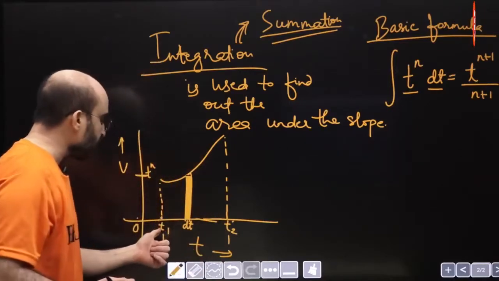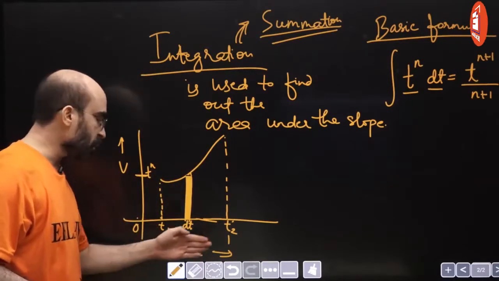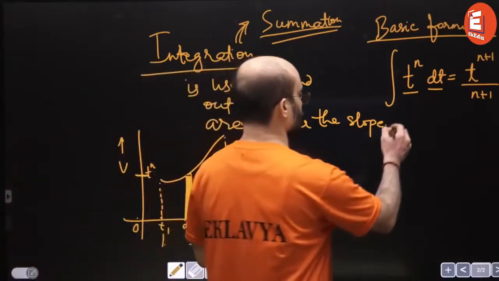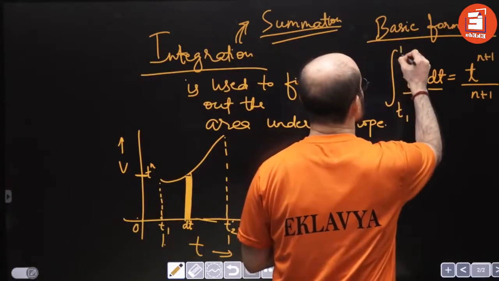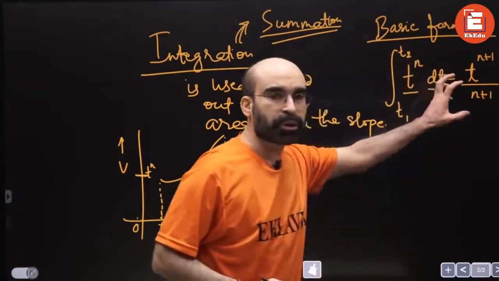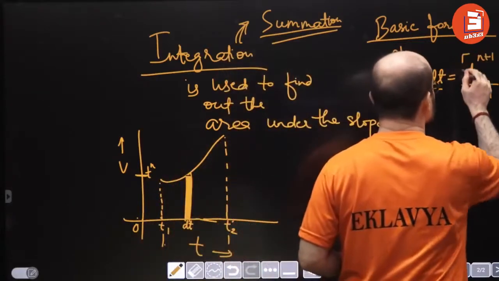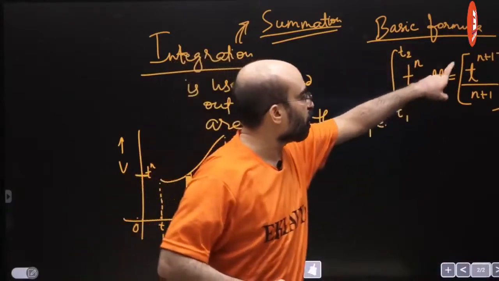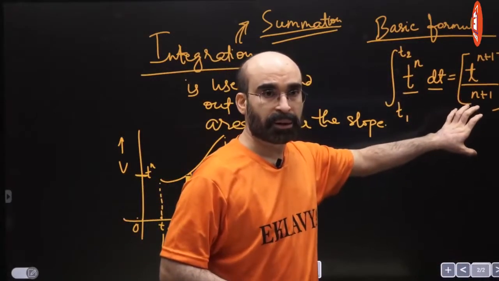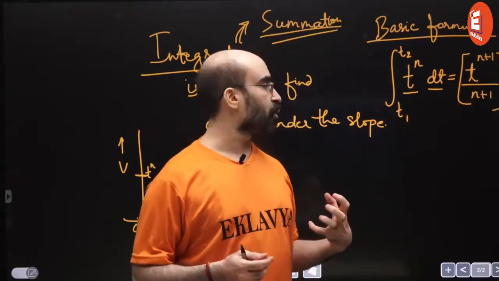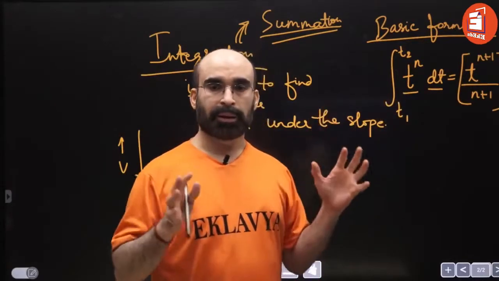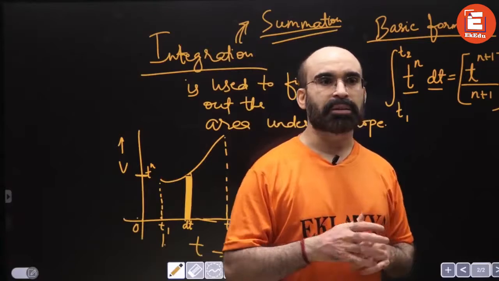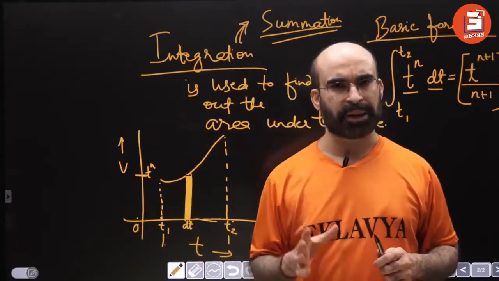So this can be considered as the lower limit, this is the upper limit. After doing this, what will we find out? We will do upper limit minus lower limit. So this is the basic funda, right? This might appear a little complicated, but the application is very easy.